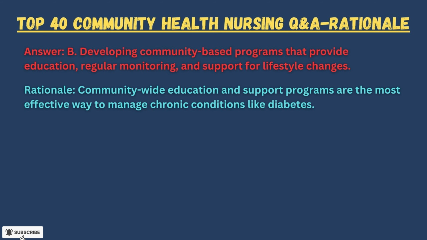Answer. B. Developing community-based programs that provide education, regular monitoring, and support for lifestyle changes. Rationale. Community-wide education and support programs are the most effective way to manage chronic conditions like diabetes.